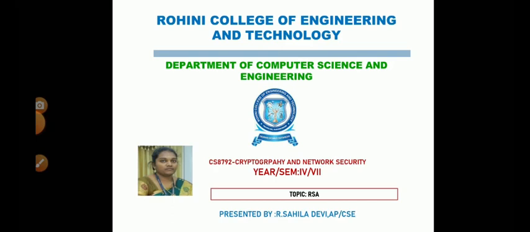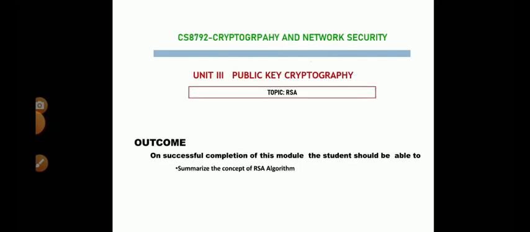Today we are going to discuss the subject CS8792 Cryptography and Network Security. Under Unit 3, Public Key Cryptography, we are going to discuss the RSA algorithm. The outcome is that on successful completion of this module, the student should be able to summarize the concept of the RSA algorithm.